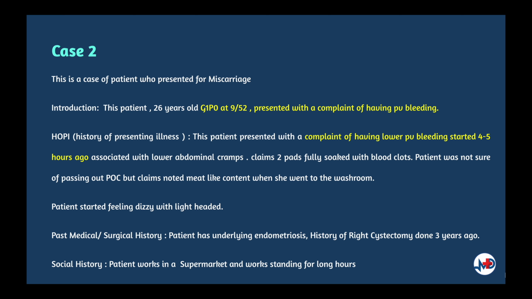This patient presented with a complaint of having lower per vaginal bleeding, started 4 to 5 hours ago, associated with lower abdominal cramps. She claims that 2 pads were fully soaked with blood clots. Patient was not sure of passing out products of conception but claims she noted meat-like content when she went to the bathroom. Patient started feeling dizzy with lightheadedness.